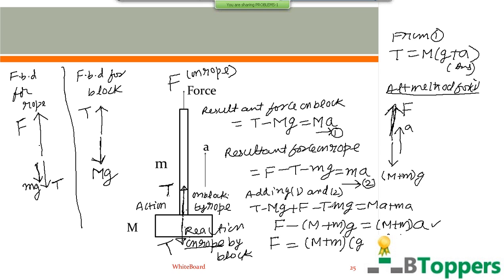So the resultant force on the system, you get F minus capital M plus small m into g. That is the same equation. That is equal to the mass of the system into acceleration. Then you arrive at the same answer. So in case you want to copy the solution of the problem, you can copy down the solution of the problem.